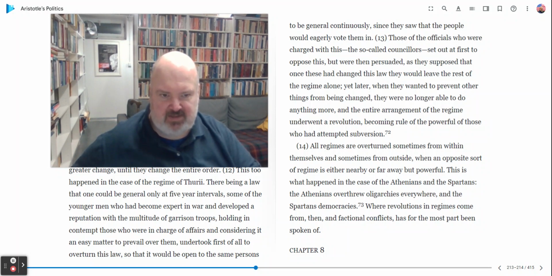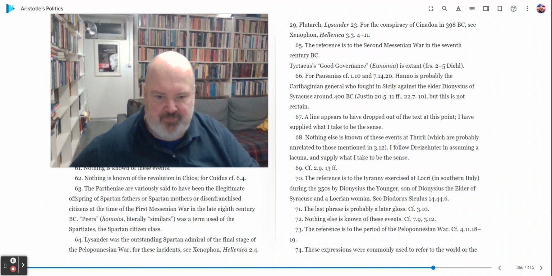Those of the officials who were charged with this, the so-called consulars, set out at first to oppose this, but when they were then persuaded, as they supposed, that once those had changed this law, they would leave the rest of the regime alone. They didn't. Yet later, when they wanted to prevent things from being changed, they were no longer able to do anything more. The entire arrangement of the regime underwent a change, becoming the rule of the powerful, of those who had attempted subversion. Now, he says nothing known of these events, and then goes to book 7, chapter 9.